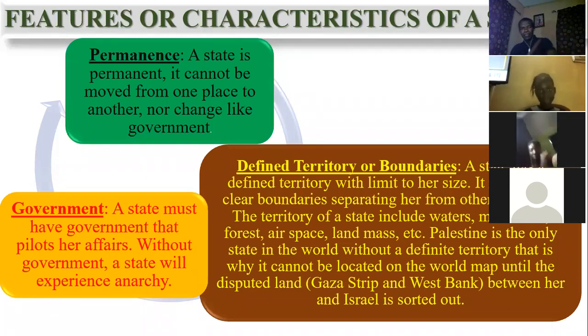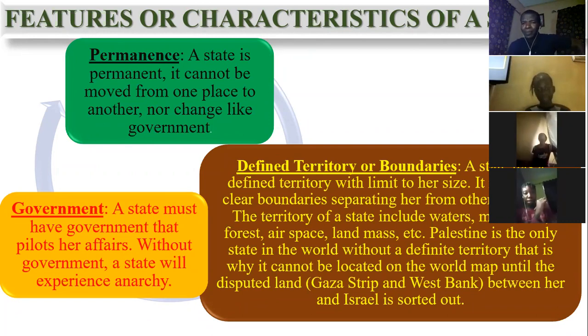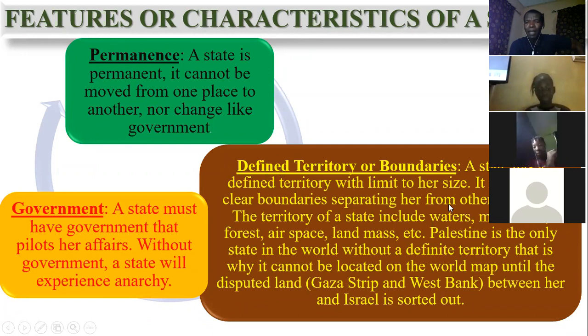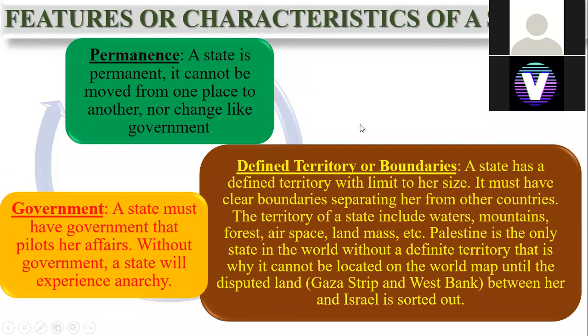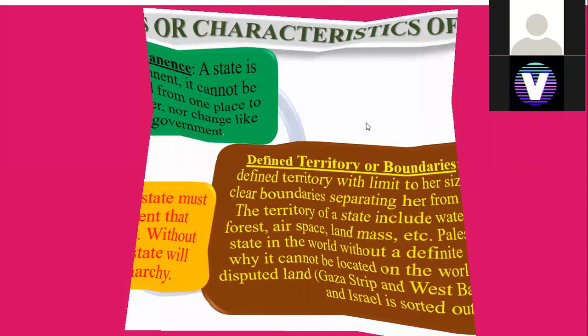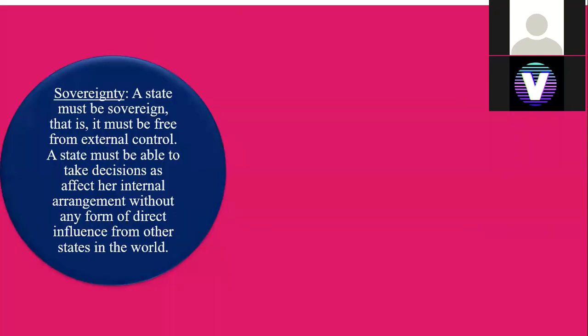A state must have a government that pilots her affairs. Of course, you know that where there's no government, what will happen? There will be no states. Where there's no government, there will not be peace. There will be anarchy. There will be chaos. That is why it is expedient. The states will not be in order. Next, they will have sovereignty.